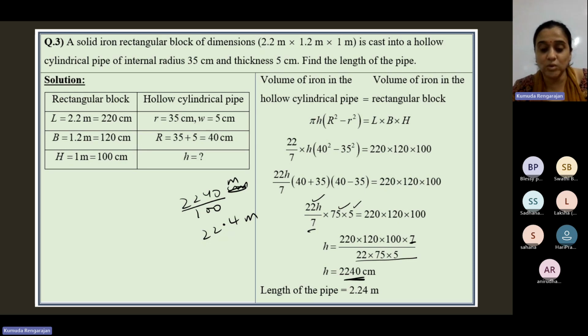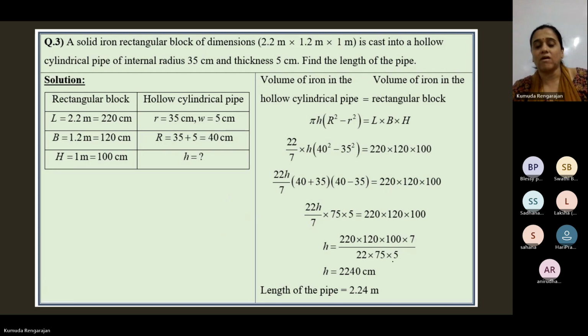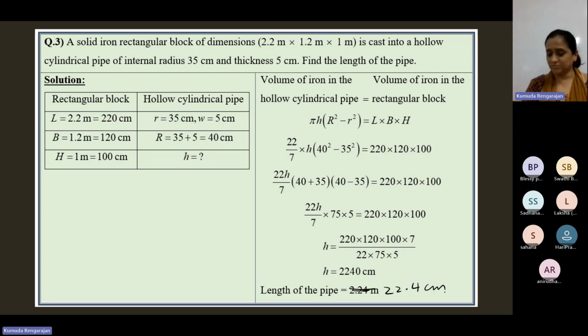Oh, I've written 2.24. Sorry. Did anyone find all these mistakes? 2240 centimeter. How do you convert centimeter to meter? By 100. When you divide by 100, you'll get what? 22.4. Please check the calculation so you can let me know.